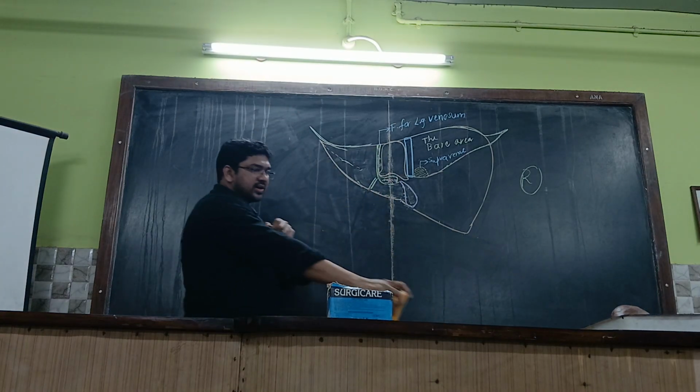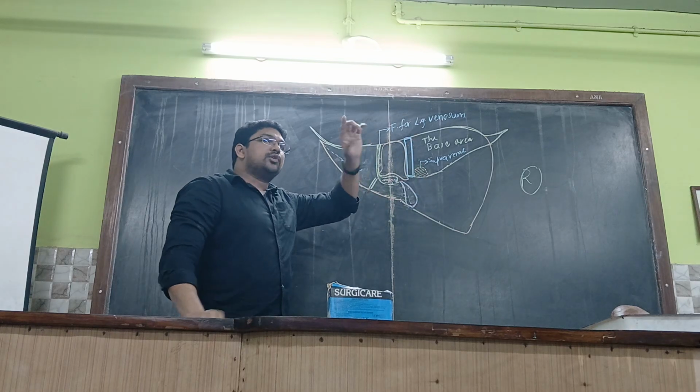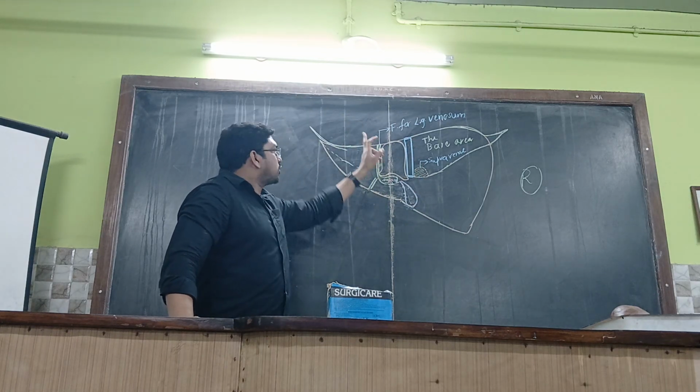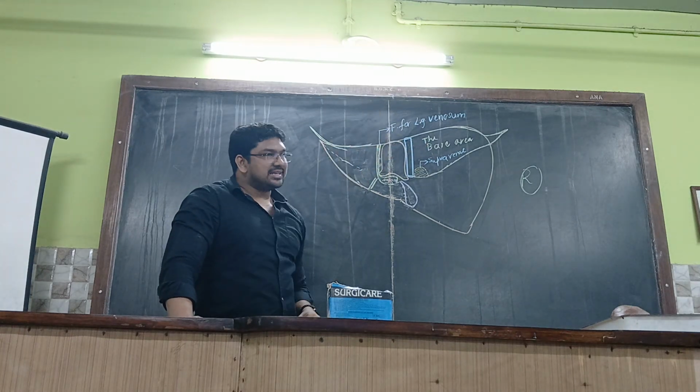Now you are supposed to understand how the peritoneum is reflecting over here. The peritoneal reflections are called the false ligaments. Getting it? False ligaments. The triangular ligaments on either side, the coronary ligament, all those things are false ligaments.